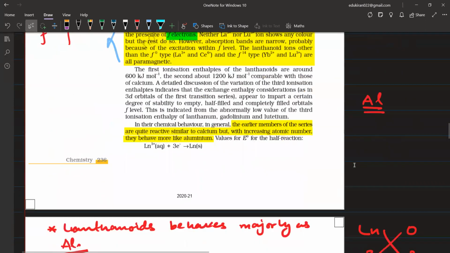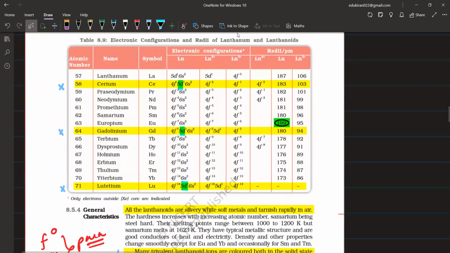This is lanthanide. You're asking about lanthanides, Nabil? Yes, sir. Okay, you have this. You must have received this PDF in the group, right? You have this PDF, right? Is Nabil?